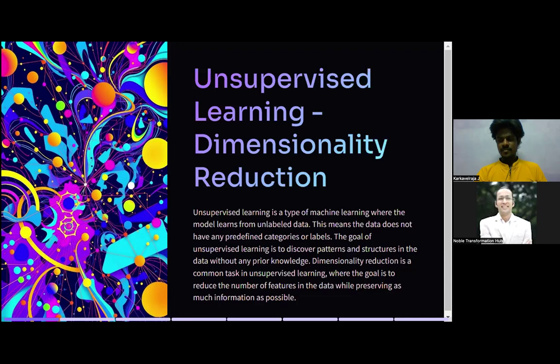Let us learn today unsupervised learning, dimensionality reduction. We have already reinforced this particular topic, as Raja has mentioned. Unsupervised learning is a type of machine learning where the model learns from unlabeled data. That is the first point you need to remember. It learns from unlabeled data. This means that the data doesn't have any predefined categories or labels. We have not labeled it, and there are no categories.